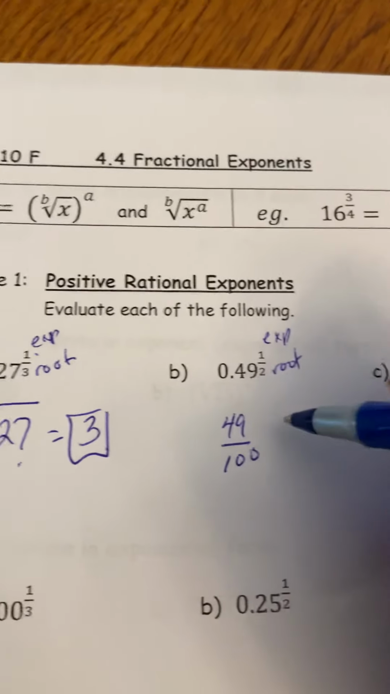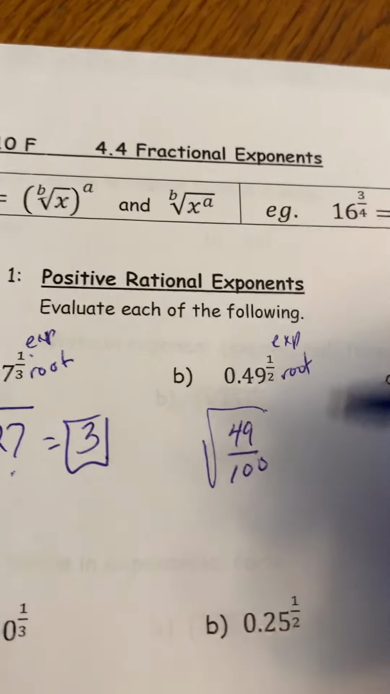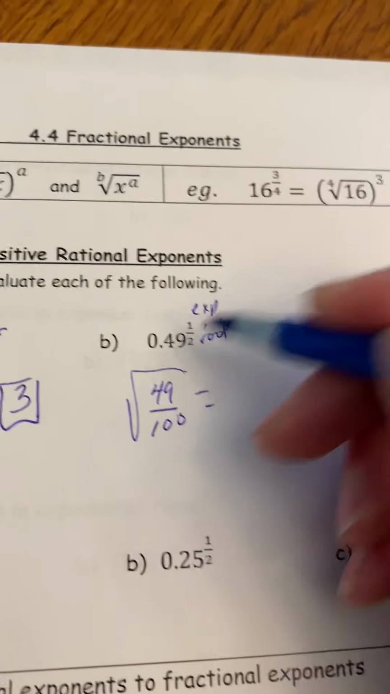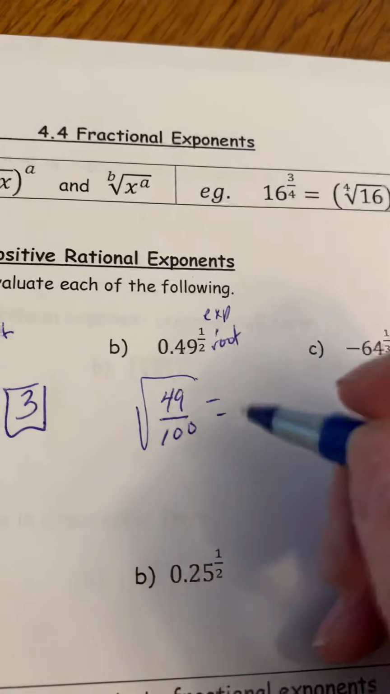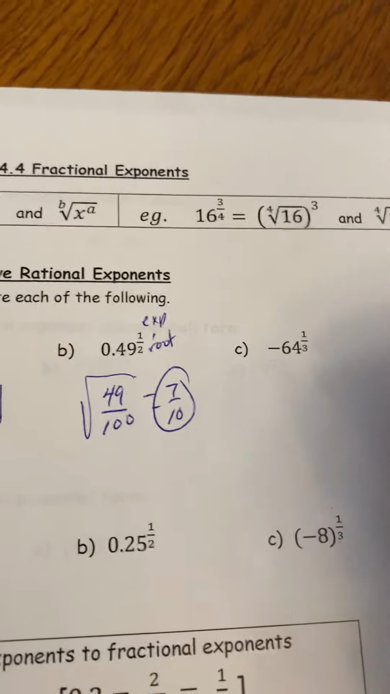Exponent, root. You could punch this into a calculator. You could find the square root of 49/100ths, but I just can do this sort of in my head, so I think why not, right? Okay, and when we have an exponent of 1, that's beautiful because an exponent of 1 doesn't change anything. So 7/10. That's my answer. Totally doable in our head.